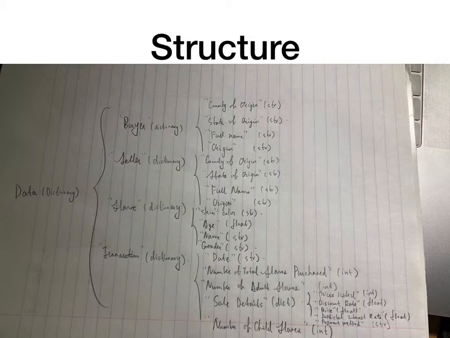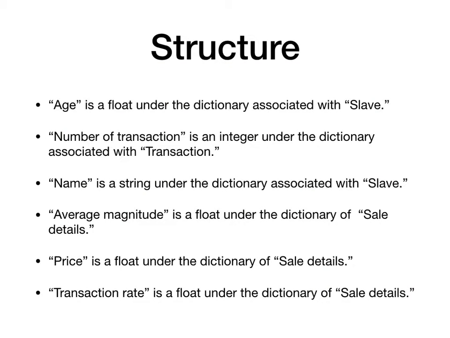Now we jump to the next page. This page, I'm going to talk about the properties I selected and how they are listed under the dictionaries. So age, the float, it is under the dictionary associated with slave. Number of transaction is an integer under the dictionary associated with transaction. Name is a string under the dictionary associated with slave.